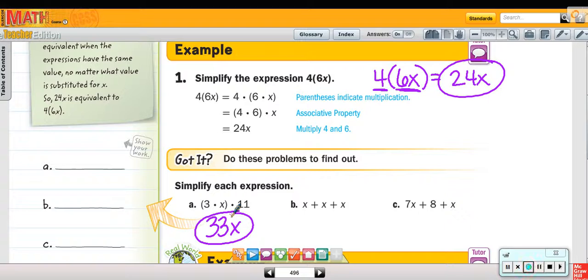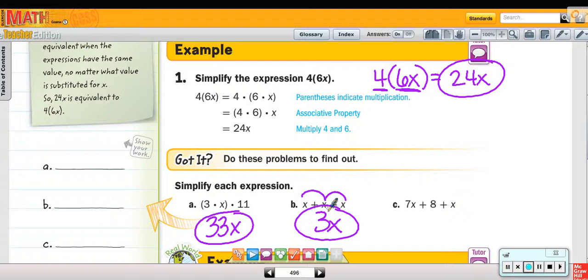What about letter B? I have an x, and an x, and an x. Alex, what do you think? I have 1x plus another x plus another x. 3x. Very good. Total, I have 3 x's. We can think about those x's like candy bars. I have 1 candy bar, I have another candy bar, I have another candy bar. Total, I have 3 candy bars.